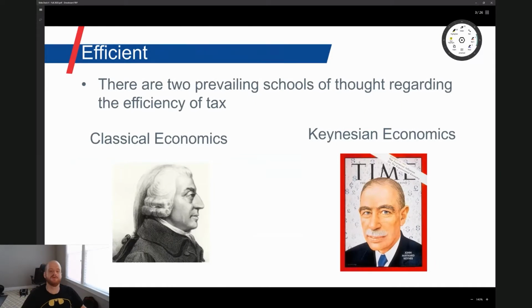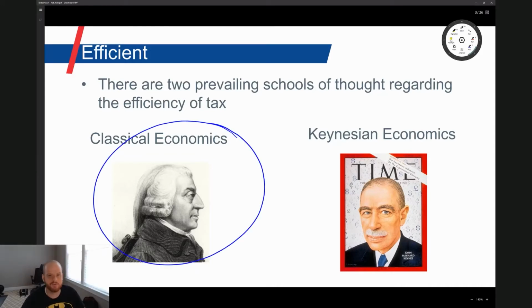So efficiency, right? A good tax should be efficient. And like I said, unlike sufficiency, unlike convenience, efficiency is going to very much depend on which school of economic thought you're coming into this argument from, right? There are two primary schools of economic thought. On the left here, we have a very handsome gentleman with a prominent nose in a beautiful powdered wig. That is Adam Smith. Adam Smith is the founder of capitalism.